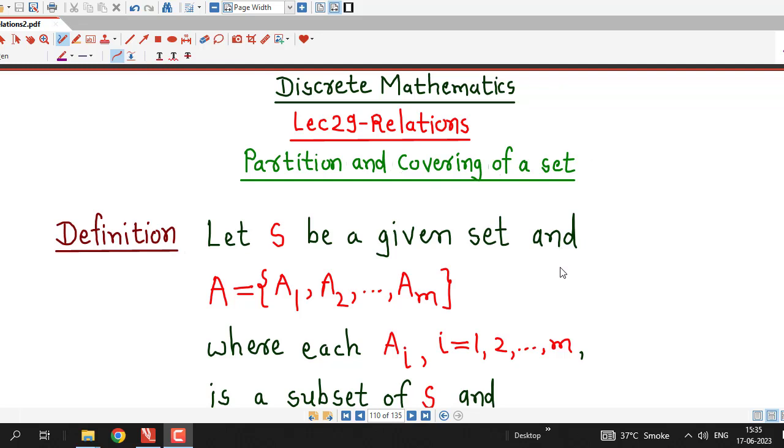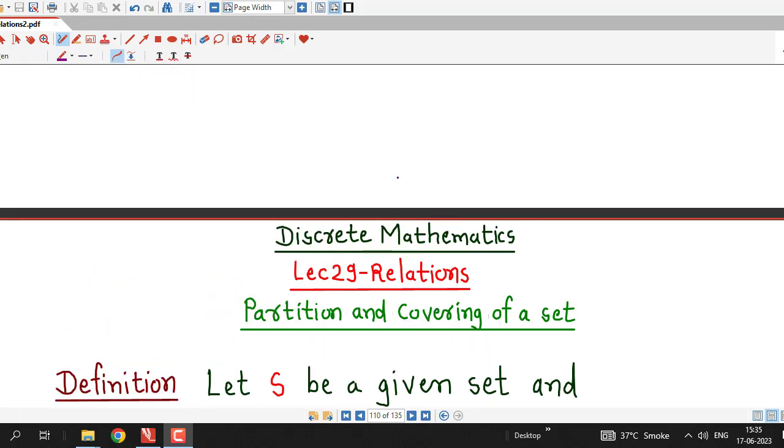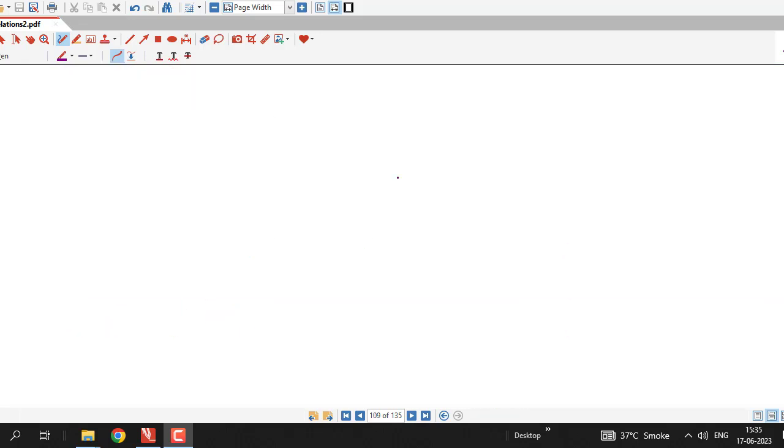Hello friends, I welcome you to lecture number 29 on relations. In this lecture we are going to discuss partition and covering of a set, which is going to be useful in upcoming lectures on relations. So first we understand with the help of an example, and then we will define what partition and covering of a set are.